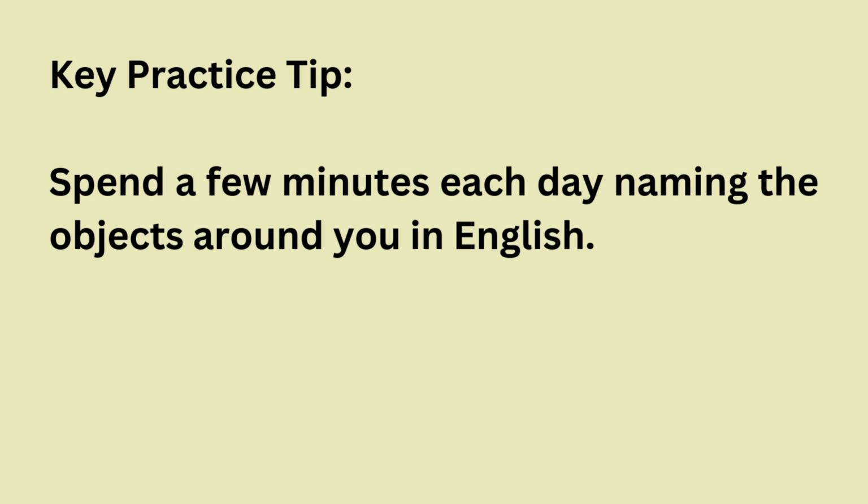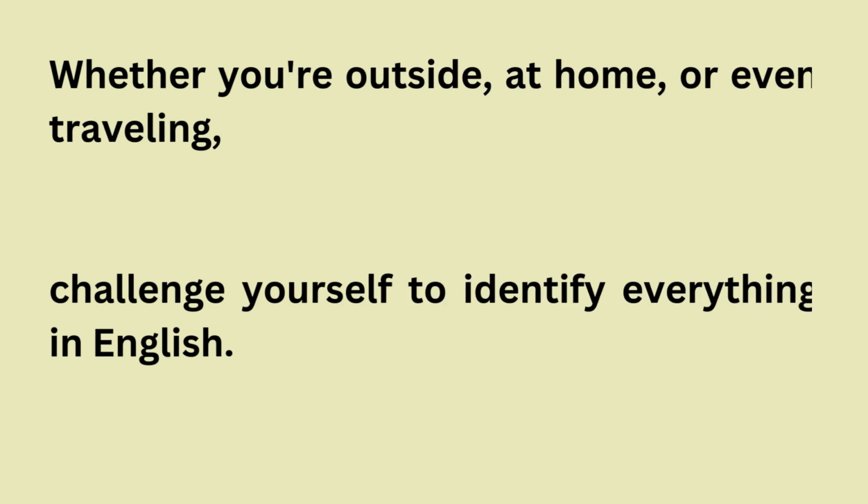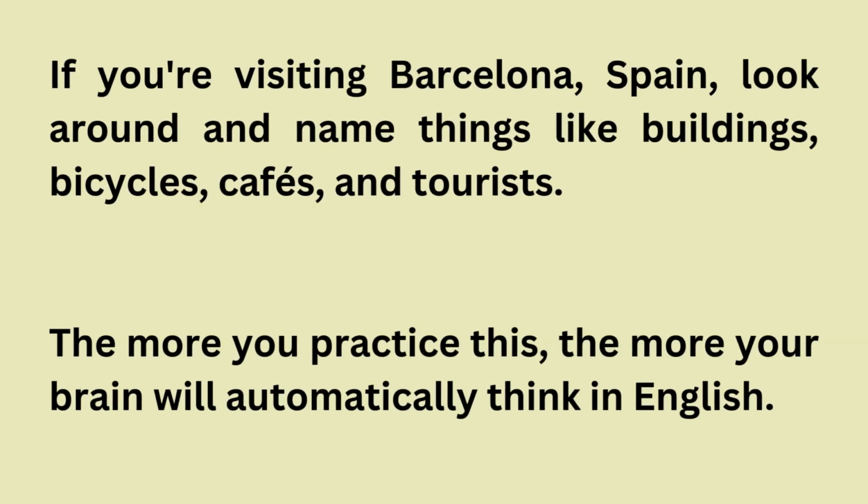Key practice tip: spend a few minutes each day naming the objects around you in English. Whether you're outside, at home, or even traveling, challenge yourself to identify everything in English. If you're visiting Barcelona, Spain, look around and name things like buildings, bicycles, cafes, and tourists. The more you practice this, the more your brain will automatically think in English.